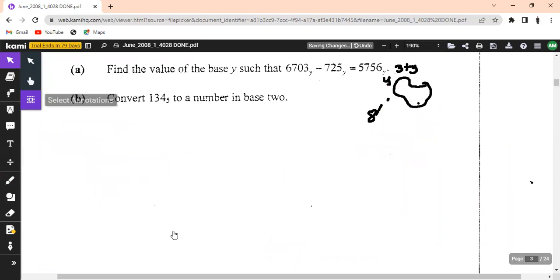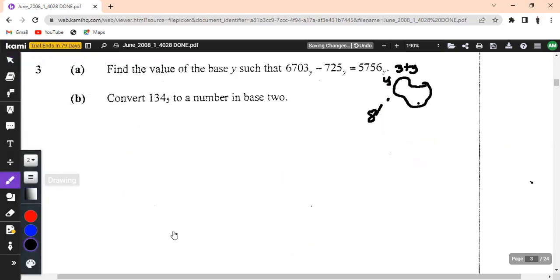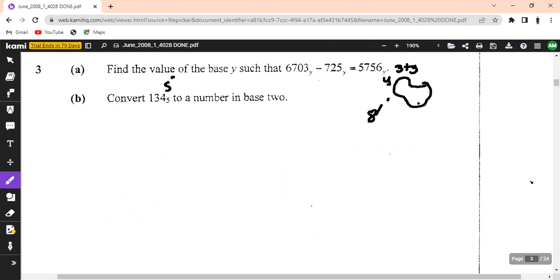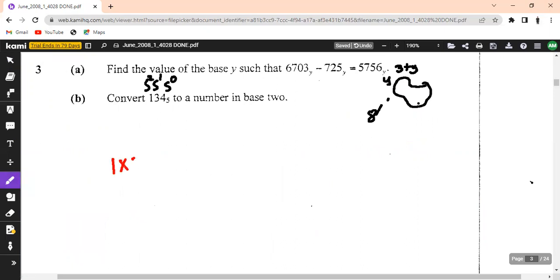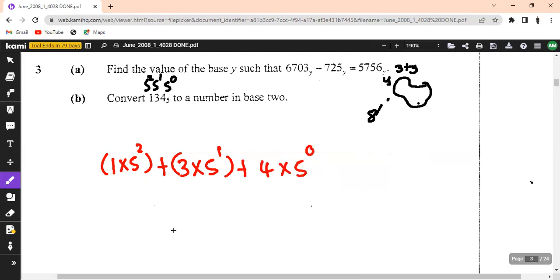All right, so the other part that we are given is convert the given number 143 base 5 to a number in base 2. In base 2, remember, we can convert to base 10, then divide by the base throughout. So this is 5 to the power of 0 here, 5 to the power of 1, 5 to the power of 2. That means we are supposed to multiply 1 times 5 to the power of 2, plus 3 times 5 to the power of 1, plus 4 times 5 to the power of 0, like this.